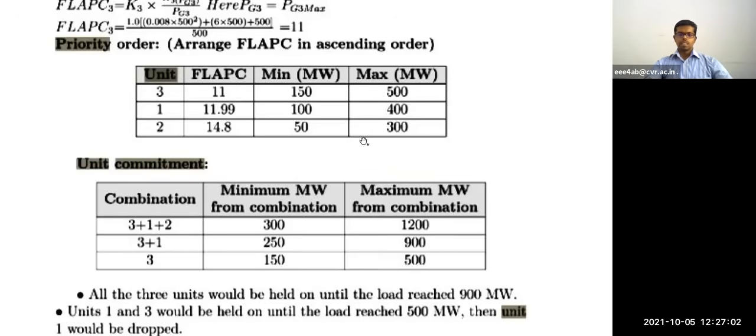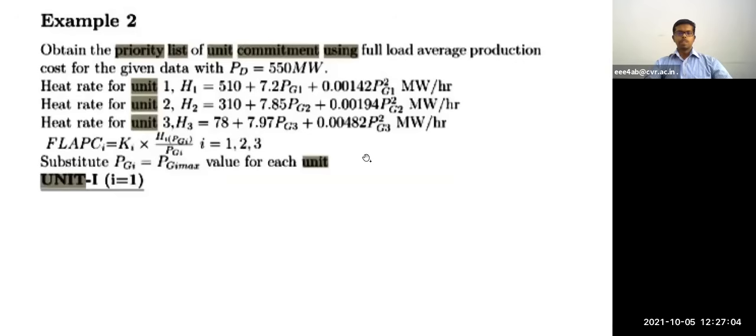This is the first example problem. So next we will move on to the second example problem. So what is being given in the second example problem? Obtain the priority list of unit commitment using full load average production cost for the given data with the demand of 550 megawatt. So here the demand is being given, with the total demand of 550 megawatt.